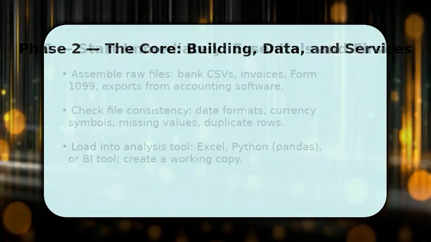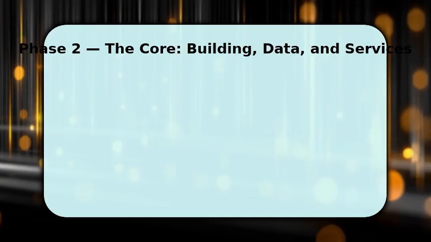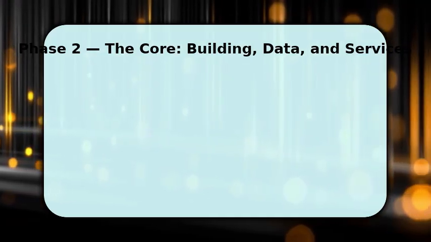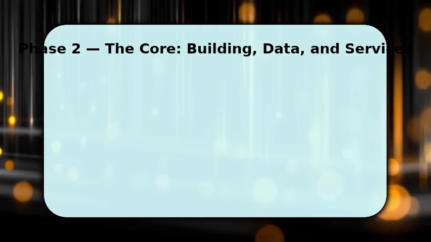Once data is standardized, perform cleaning and transformation to reveal meaningful metrics. Remove extraneous characters and convert to numeric types. Then map categories using rules or a trained classifier so similar transactions align.